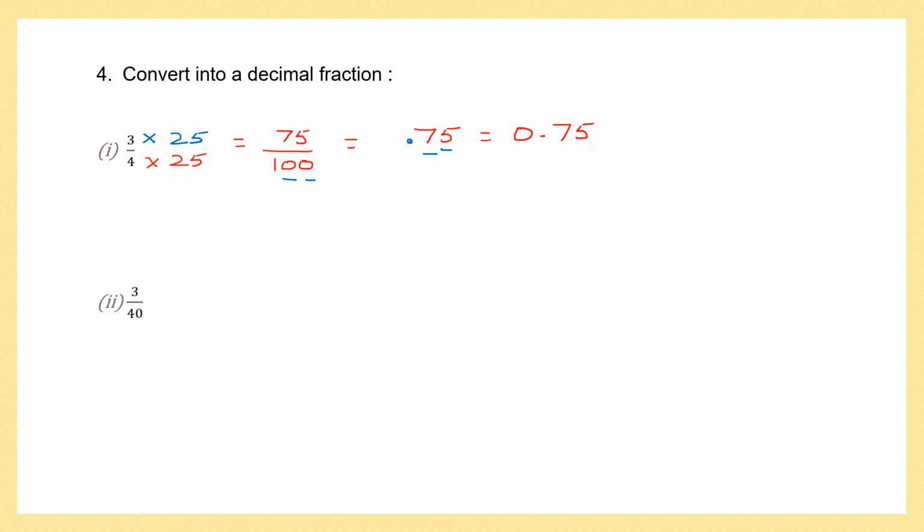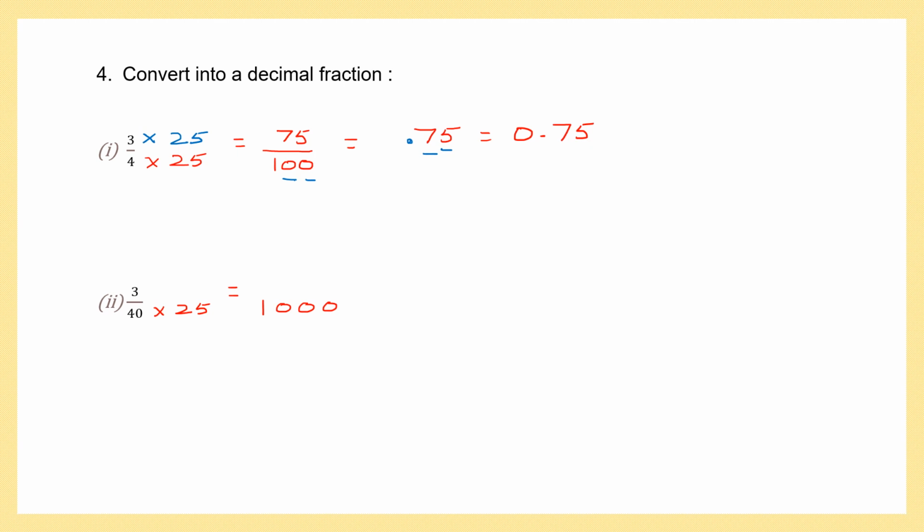Question 2. 3 by 40. Again, the denominator is not 10 or a higher power of 10, so I'm going to change it to a higher power of 10. In the previous question, we multiplied 4 by 25 and got 100. Now let's multiply 40 by 25 and we will get 1000. 4 into 25 is 100, so 40 into 25, I add another 0.